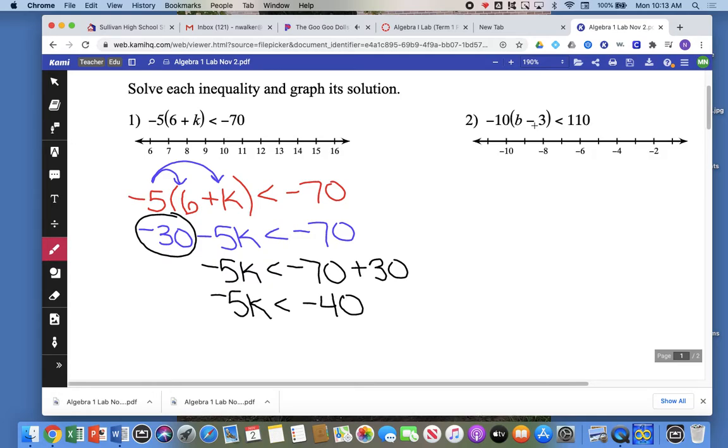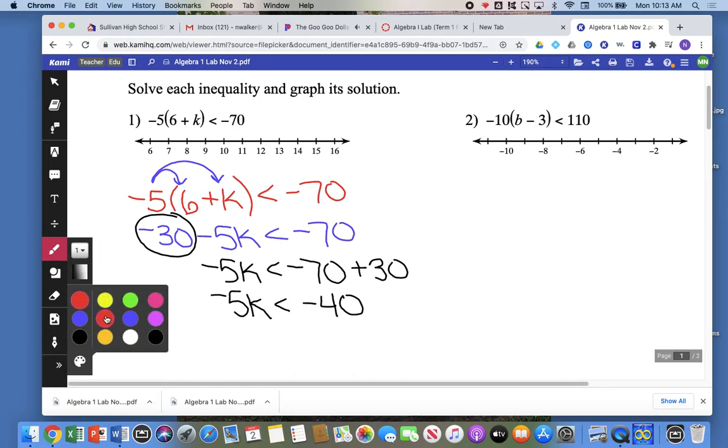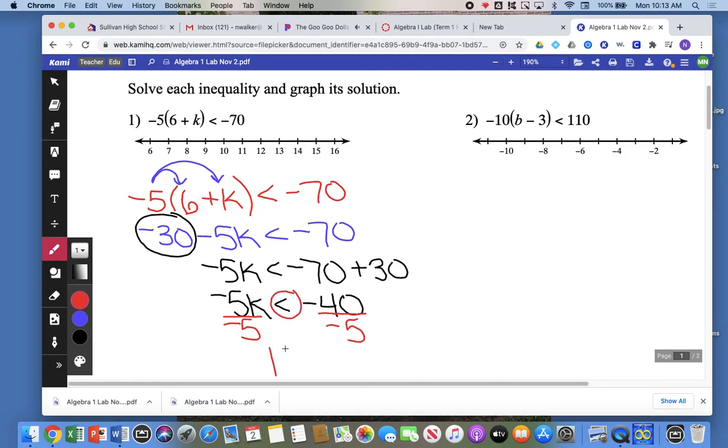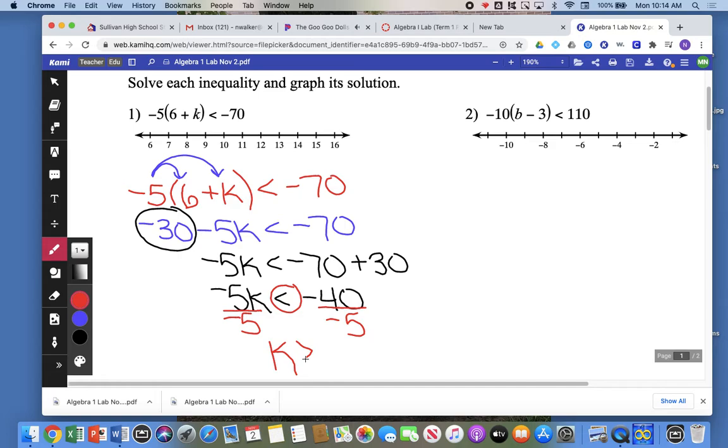Alright, now if we look at this, we're dividing by what to get k by itself? Alright, now do you guys remember when you are solving, if you divide by a negative, what do we have to do to this? It becomes k is greater than, two negatives turn into a positive 8. Now do we see positive 8 on our number line? Okay. Should you always see your solution on your number line? Always. If you didn't, go back and double check your work.